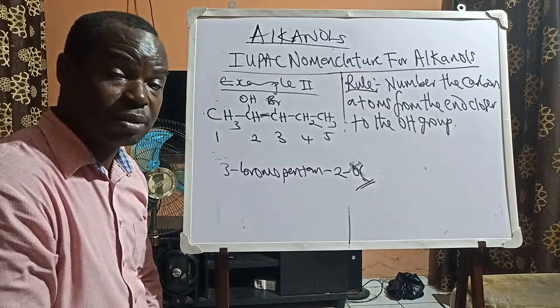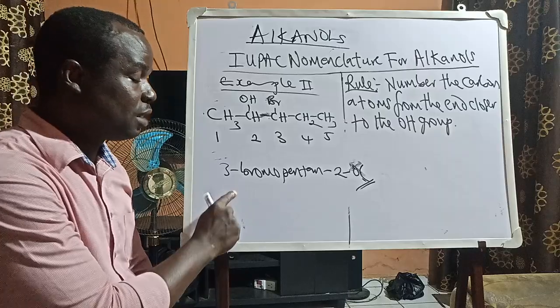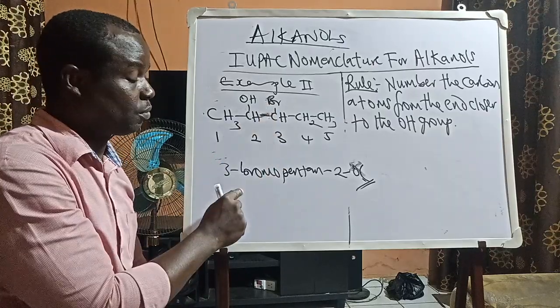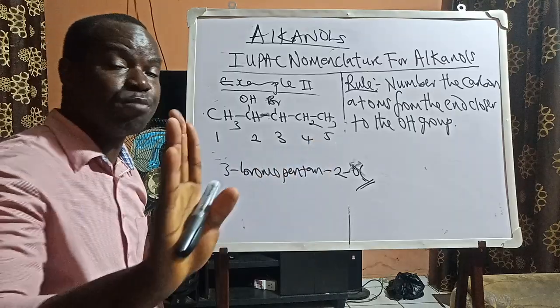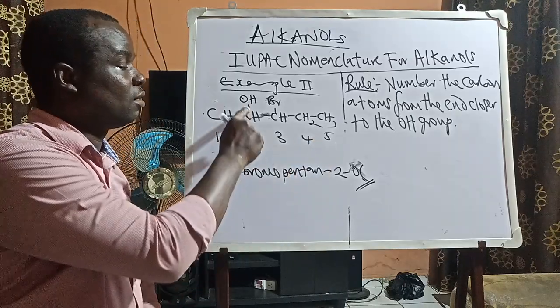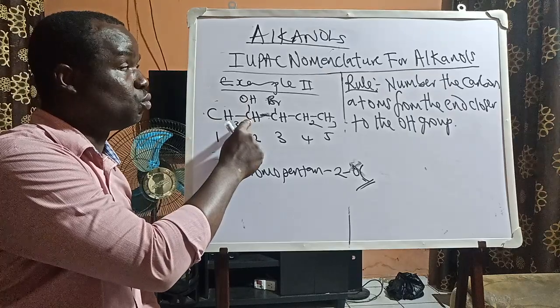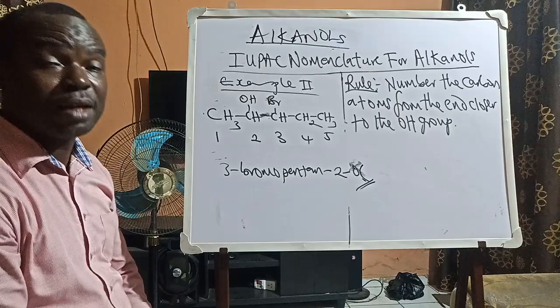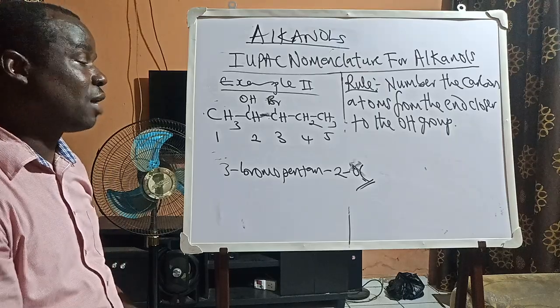I hope we are following this. So please be careful with this. The branch first: 3-bromo. 1, 2, 3, 4, 5. 5 means pentan. Then the ol, which is OH, belongs to carbon number 2. So pentan-2-ol. Are we clear? Okay, let's try another one.